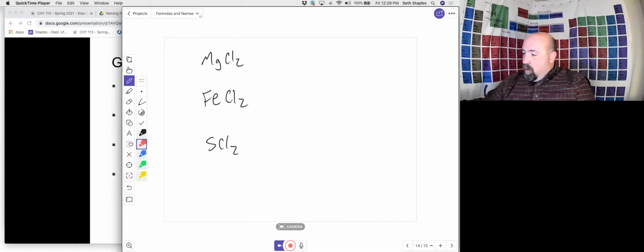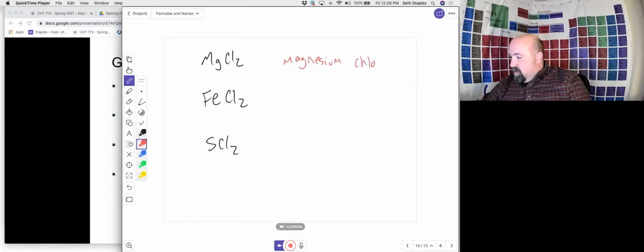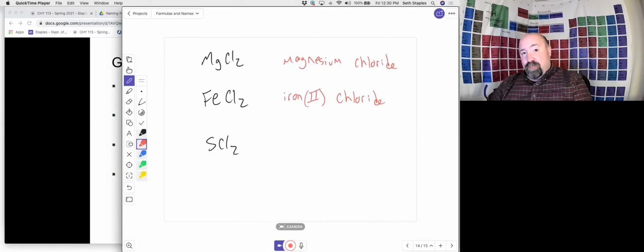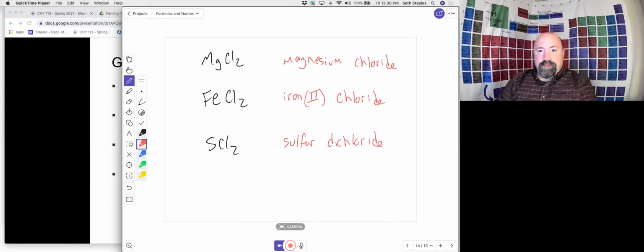Okay. Hopefully what you came up with was simply magnesium chloride for the top one. In the second one rather, now we have a transition metal, so we have to indicate that this is in fact iron 2 chloride. And in our last one, now we have two non-metals coming together, so we have to indicate how many of each. So we have sulfur dichloride.